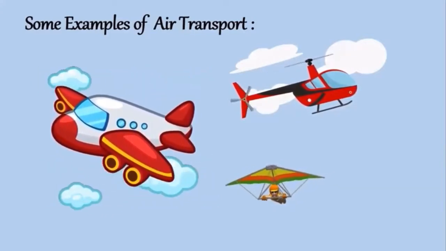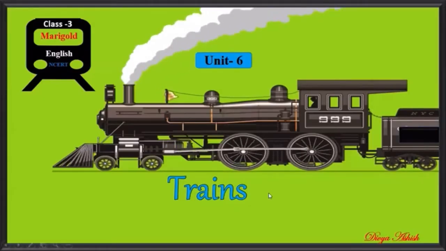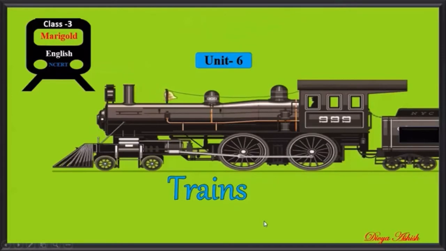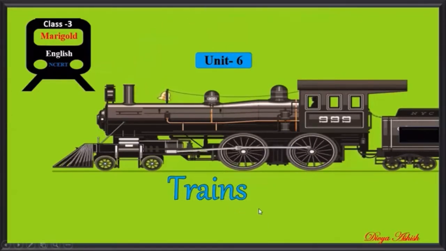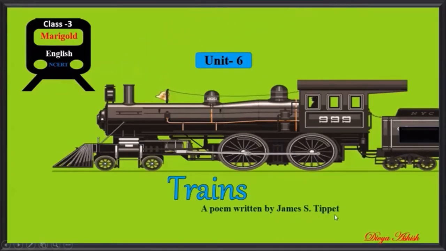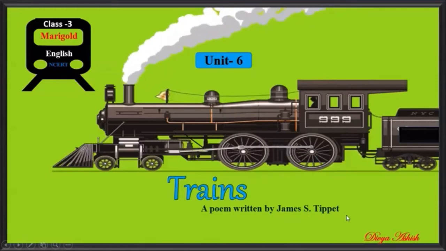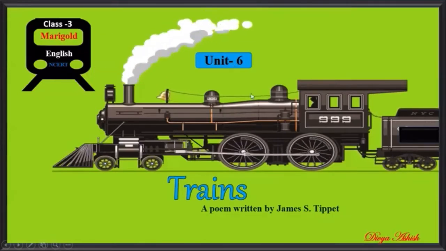Let's move on to our next unit, the unit which is named Trains. It's the 6th unit of your Marigold textbook. Now the Trains poem is written by James S. Tippett. He tells us some things about the trains.